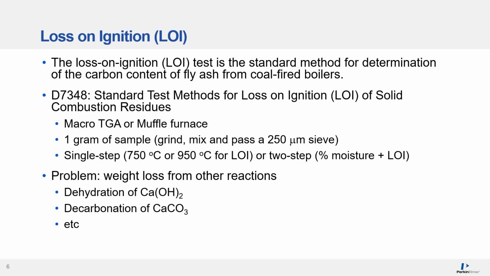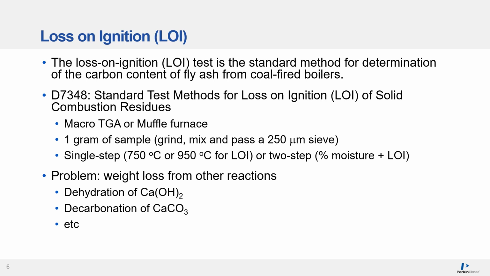Another example application would be the loss on ignition test, or LOI, a standard method for determining the carbon content of fly ash from coal-fired boilers. ASTM method D7348 describes two ways of testing solid combustible materials with a macro TGA, or essentially a muffle furnace. Either a single-step or two-step procedure can be adapted.